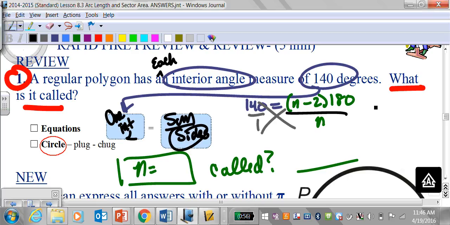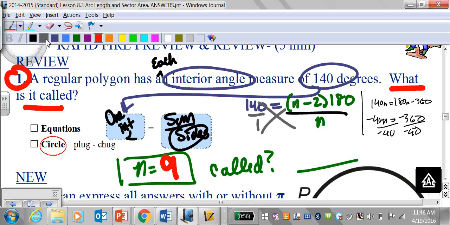Do the math here. You should be getting 9 here, guys. Okay, because it's 140n equals 180n minus 360. It ends up being negative 40n equals negative 360. Divide. N equals 9, and that's called a what? Nonagon.